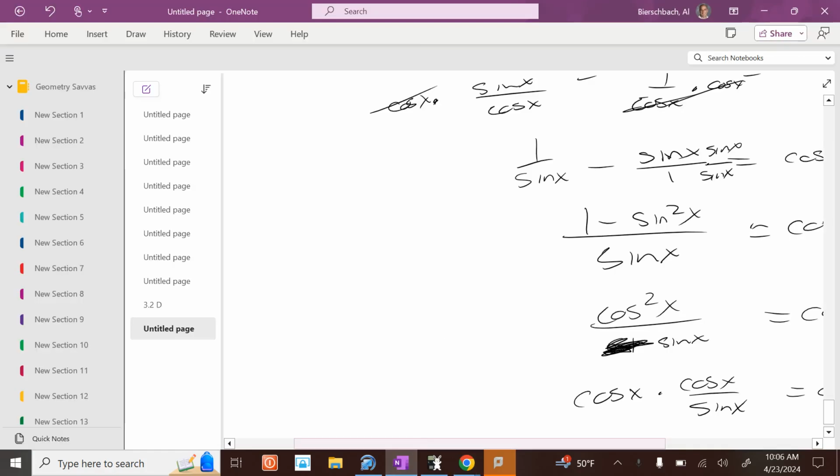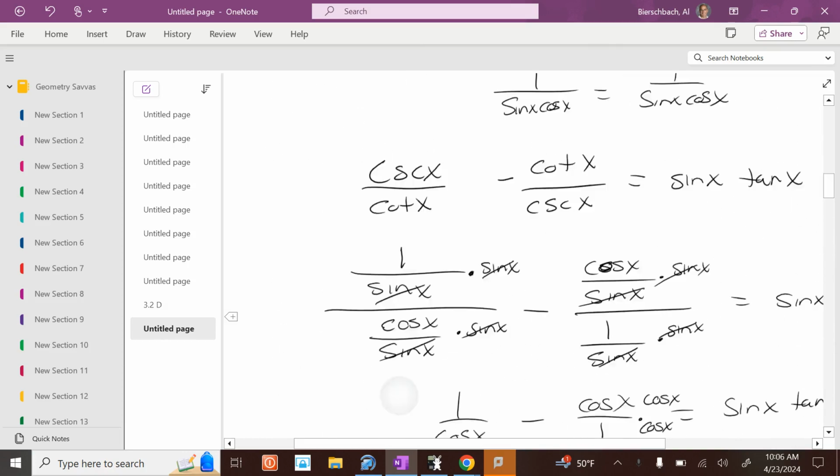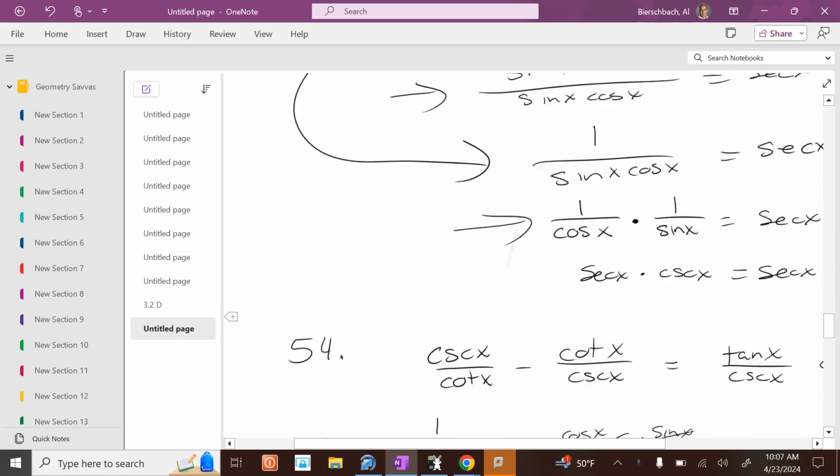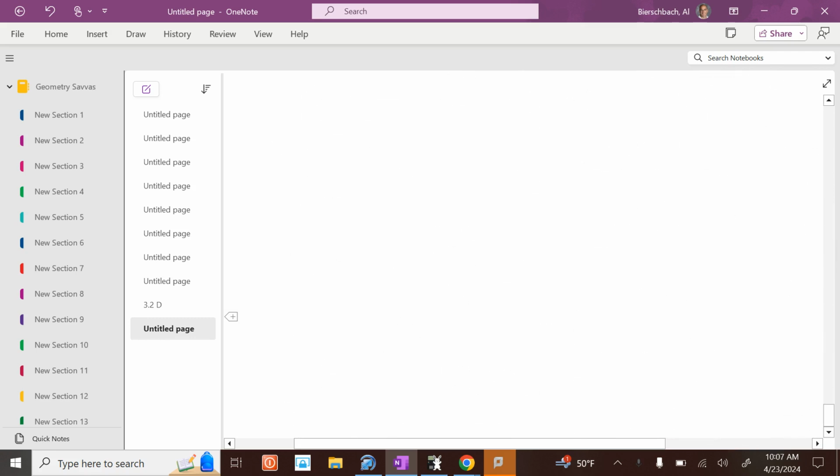All right, last one of these. That one was 3.2E, right? Some years I go all the way to G, but this year we're only going to F. So add a page, 3.2F, which hopefully none of your grades end up being.